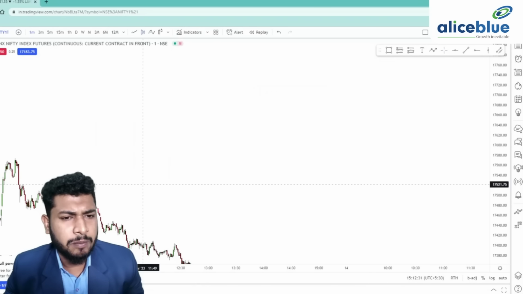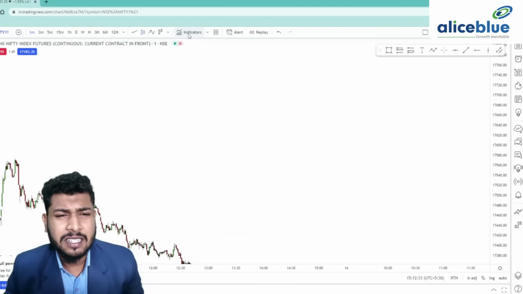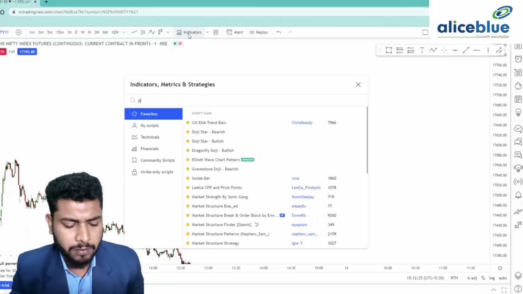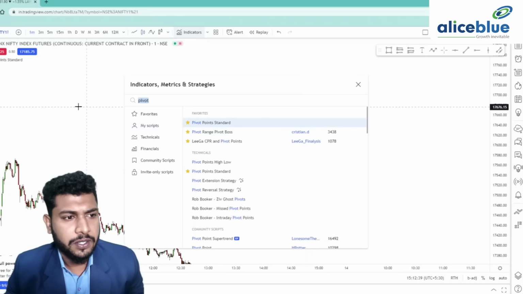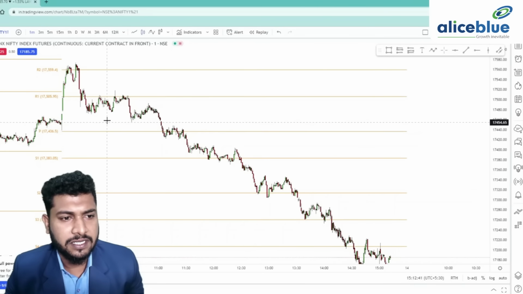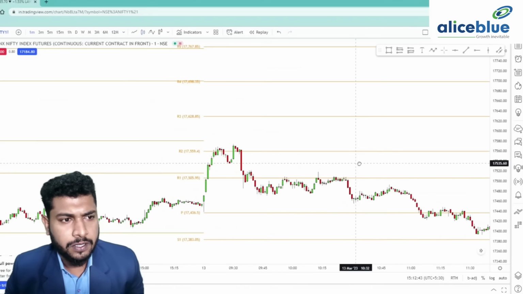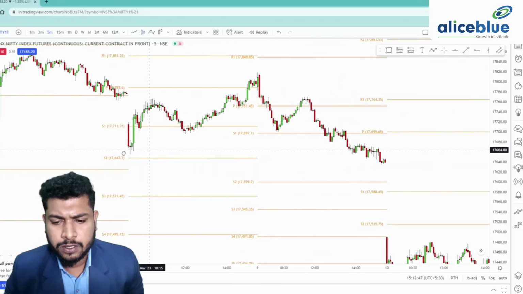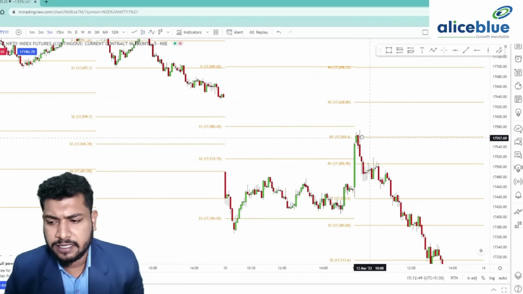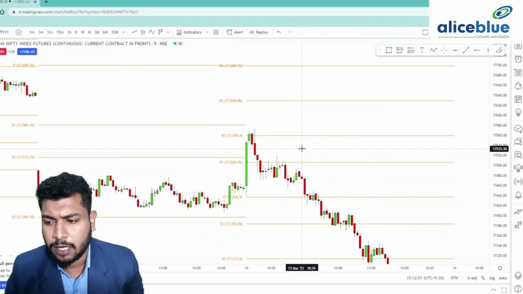So here I am not manually drawing any support and resistance. For that I am using the pivot points for identifying the support and resistance. You can see here the pivot points are already plotted. So let's move to the 5 minutes time frame. So today's date is 13th of March, right?